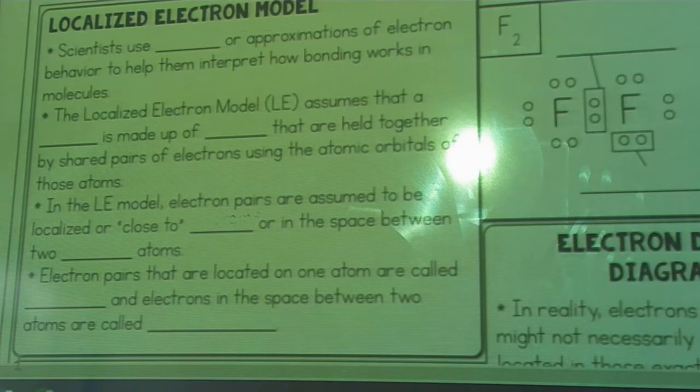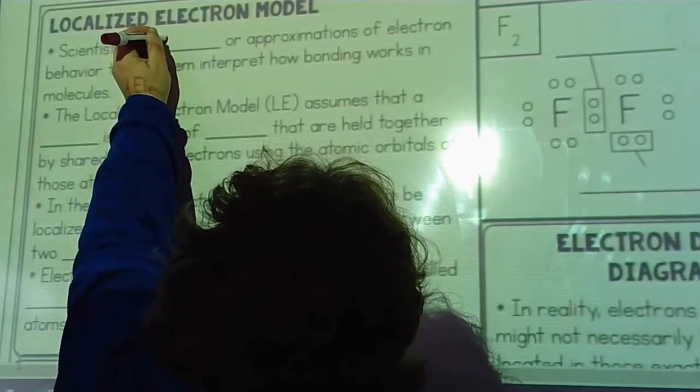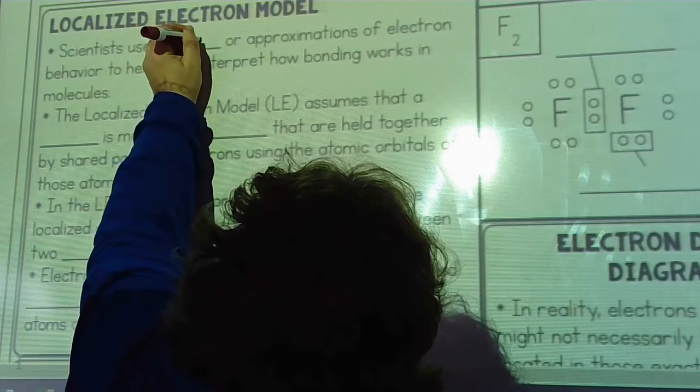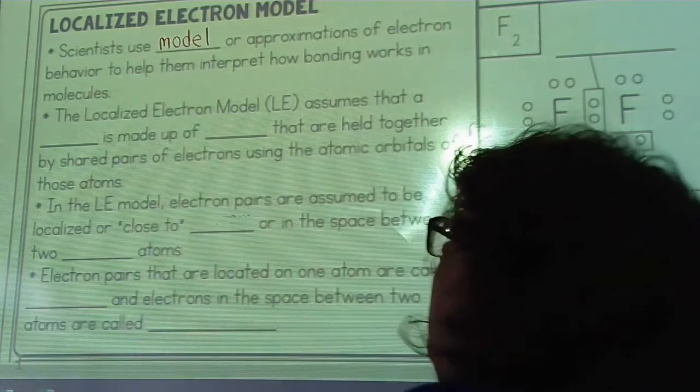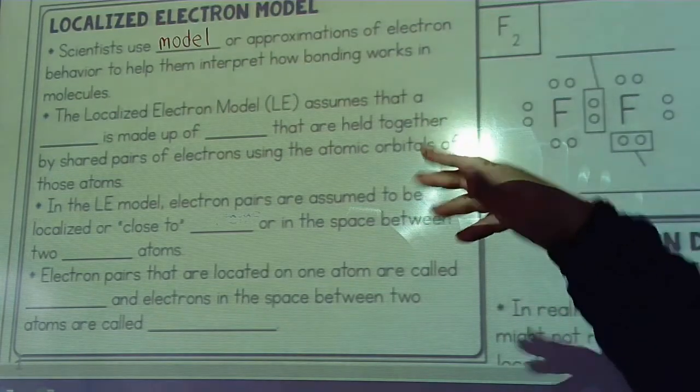Scientists use models a lot because, especially when we're talking about atoms and molecules, we can't see the individual atom, we can't see the electron, so we have to use a model to be able to talk about the behavior that electron is exhibiting. Because we can't see it exactly, we can use a model. And the model that we're going to be talking about here is called the localized electron model, abbreviated LE.